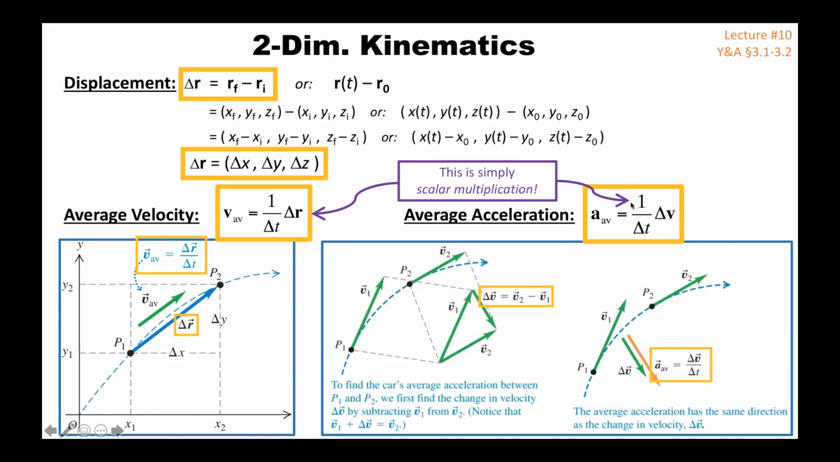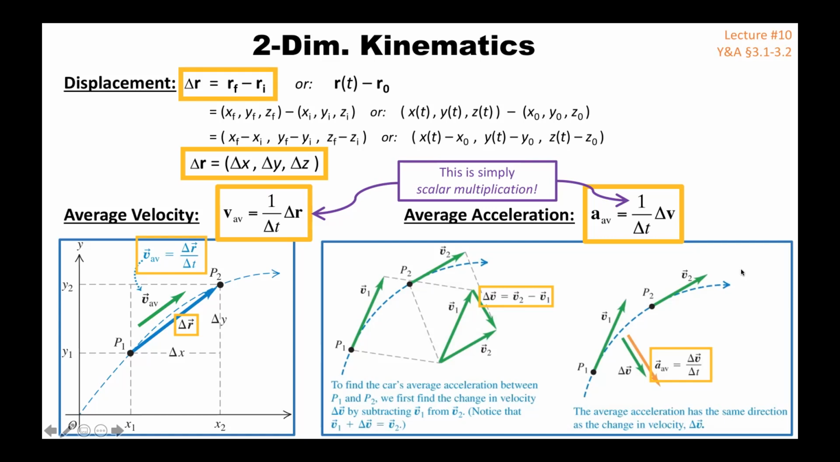Once again, this is just scalar multiplication. The vector part is over here. Finding v final minus v initial, or v2 minus v1, is going to be the laborious part with the vector math. But then you just multiply through by 1 over time, which is a scalar, and you wind up with the average acceleration vector over that time interval. And notice how the average acceleration vector points in the same direction as the delta v vector.